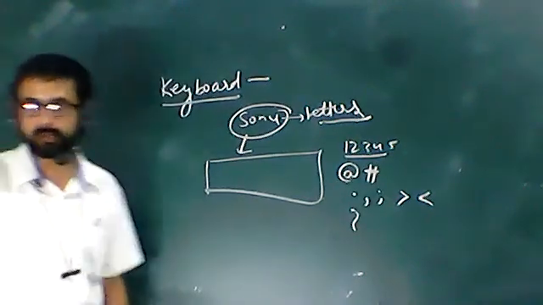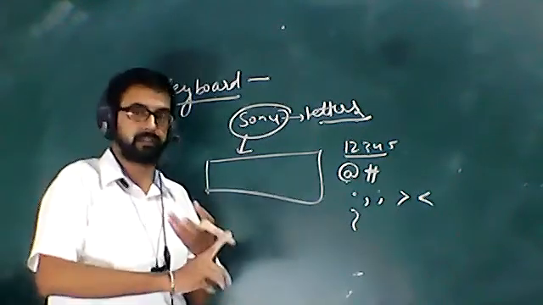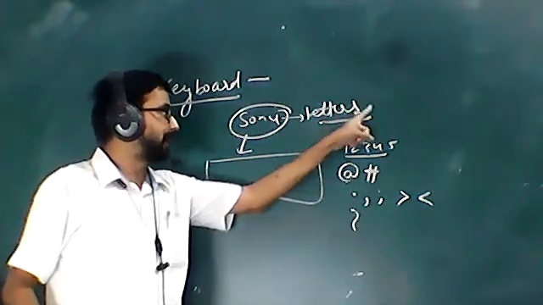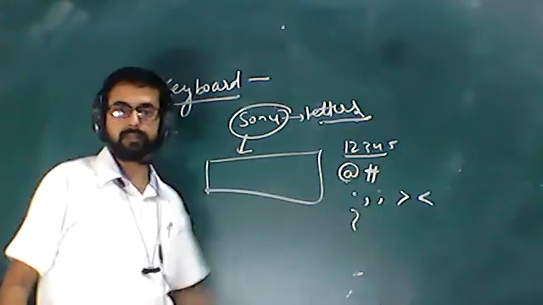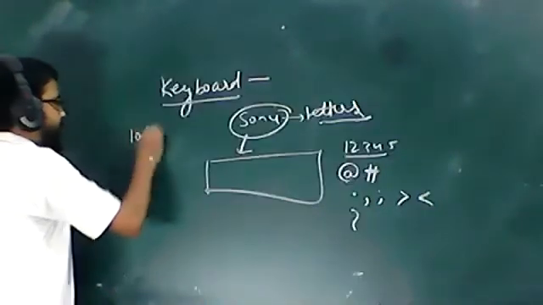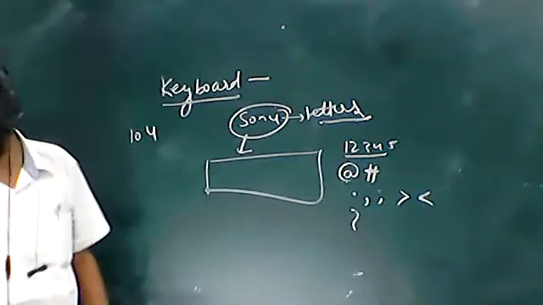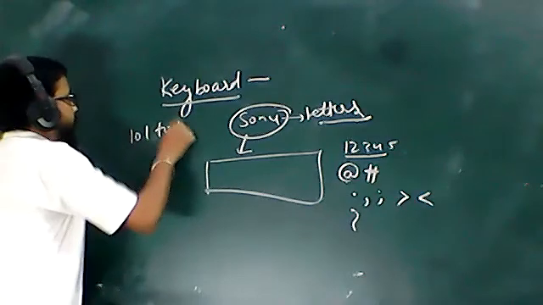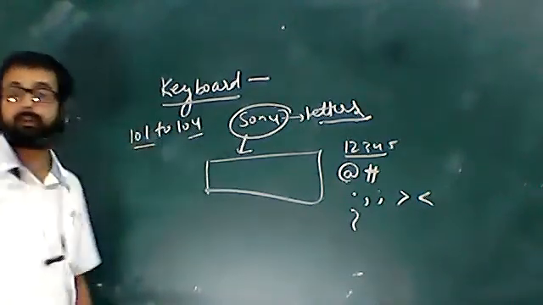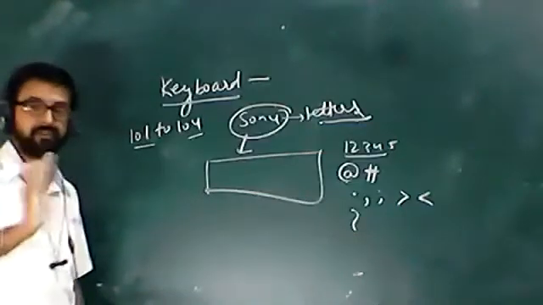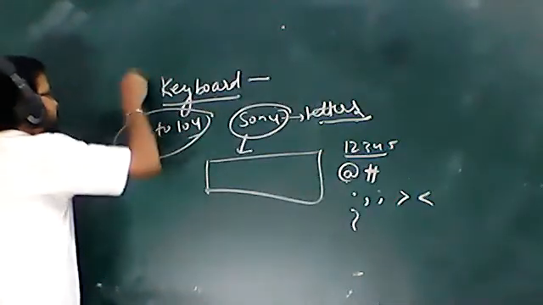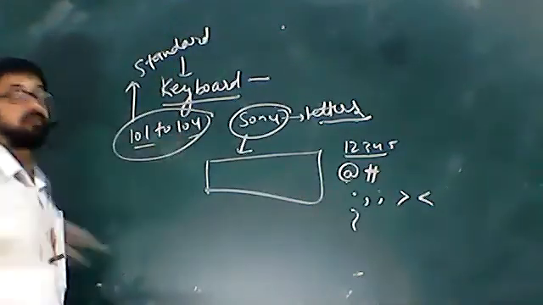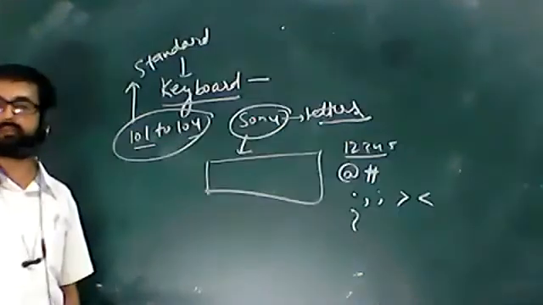I am explaining once again. Keyboard is a type of input device that is used to insert letters, numbers and other symbols as input. A standard keyboard contains 101 to 104 keys.